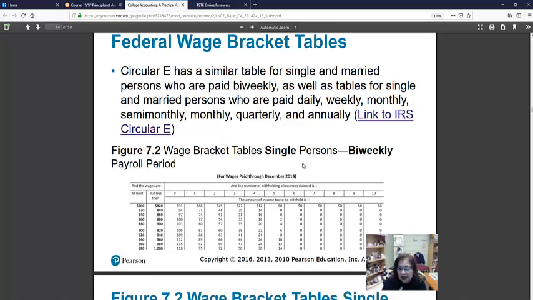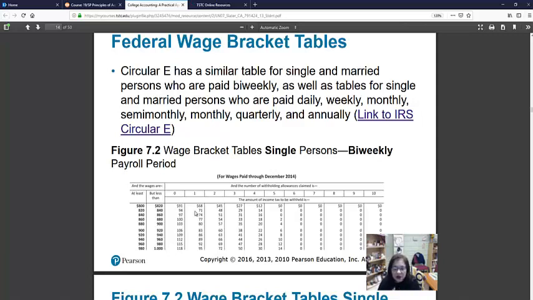So this is what we're looking at. And we can link to that Circular E if we need to. Okay, but this is what it looks like. The wages are at least this amount, but less than this. Now, don't get confused, because if they're this, but less than that, which means that it's 800, but up to 819. If it starts at 820, it's this amount for sure, but it's less than 839. Then you go with these concerning how many allowances you've got that you're going to be claiming.